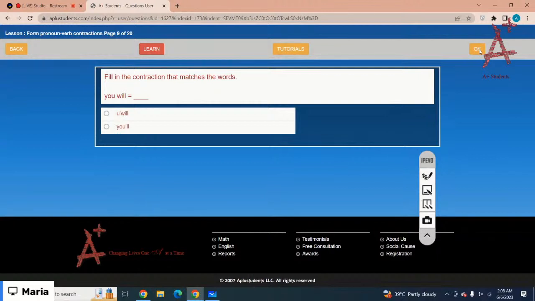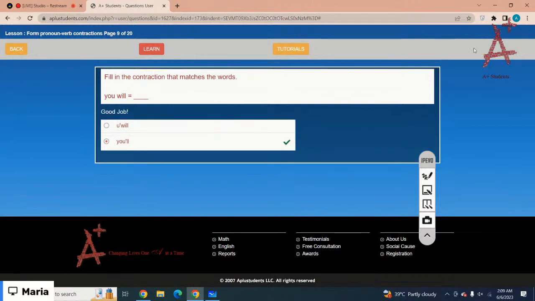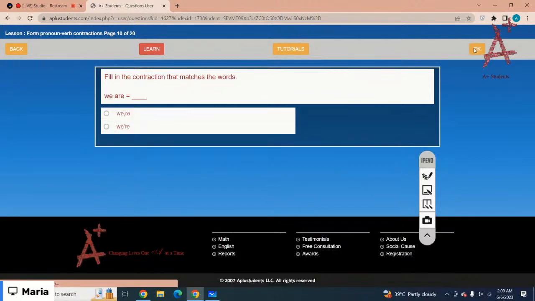Correct option is the second one, you will. You can skip W and I from the will. So you always skip some of the letters from the second word, not from the first. Got it? So it would be you will. The second option is the correct one. You can put an apostrophe when you skip W and I.